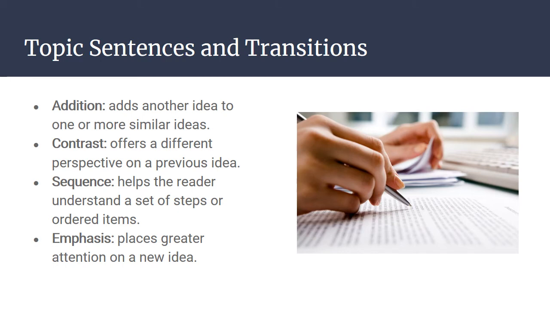We use sequence transitions to help the readers understand here's a set of steps or things that are organized. And you can use emphasis transitions to show that one idea maybe is stronger or more important than the other. Now, there are more transition types than just these four, but these are a good number to get you started, and they're probably some of the most commonly used transition types in academic writing.